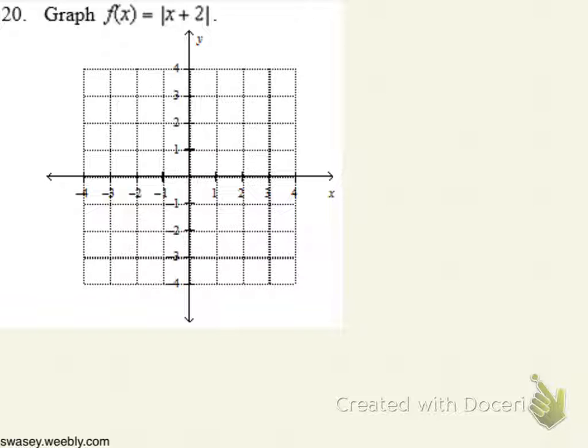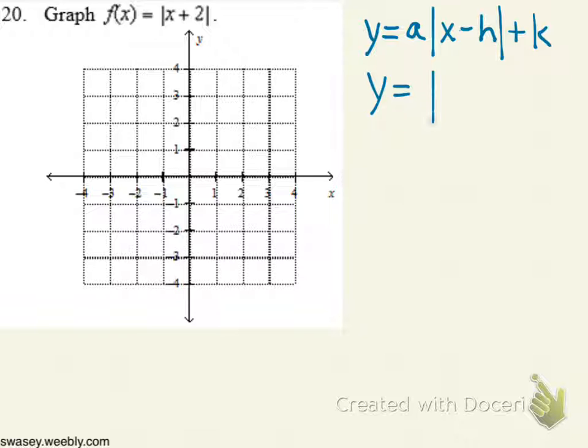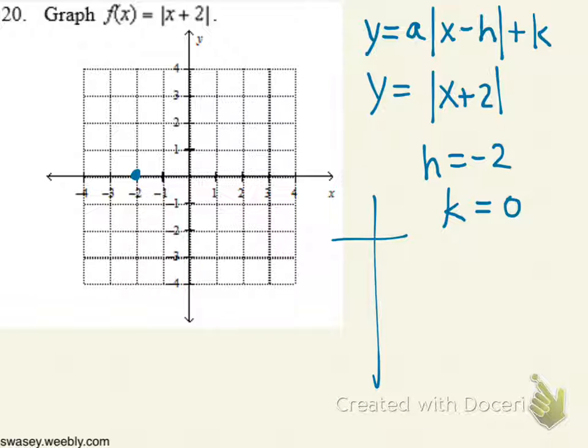And then this one, this is in vertex form for absolute value graph. So you really want to start by finding your vertex. So here with y equals absolute value of x plus 2, the h is negative 2, and then your k is 0. We don't see a number out there. So we have a vertex at negative 2, 0. So let's plot that point. So vertex at negative 2, 0.